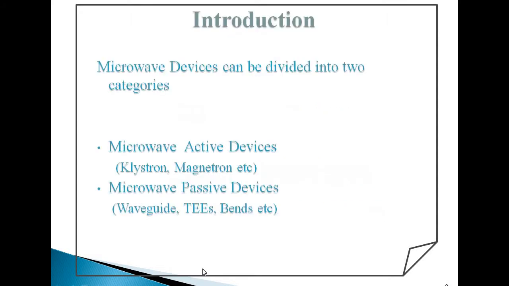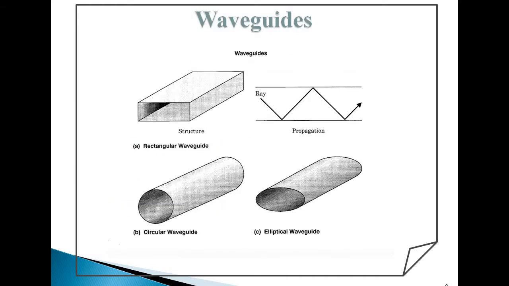Today I am going to give a brief overview on microwave devices. Microwave devices can be divided into two categories: microwave active devices such as klystron, magnetron, etc. and microwave passive devices. Example: waveguide, tees, bends, etc. At first, waveguide. A waveguide is an electromagnetic field line used in microwave communication, broadcasting and radar installation. A waveguide consists of a rectangular or cylindrical metal tube or pipe.